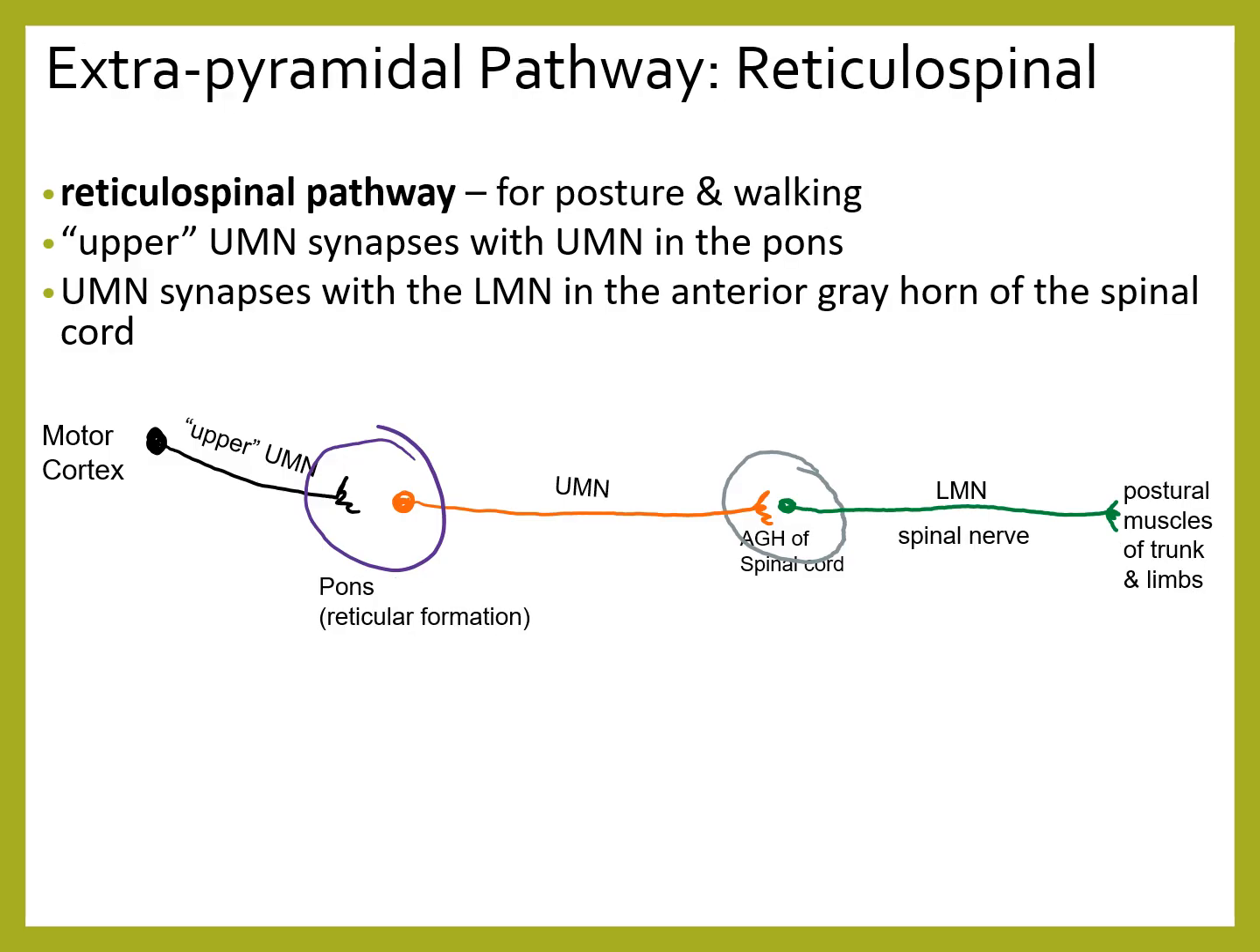Our reticulospinal pathway is going to be for posture and walking. It's going to be the same construction, except you'll notice that our upper motor neuron runs a little further into the brainstem. It runs into the pons. And it is going to synapse with upper motor neurons that are part of the reticular formation. Again, this is a network of neurons, both sensory and motor neurons, that kind of course through the brainstem. We learned the sensory portion in the brain when we talked about the reticular activating system. This is the motor portion of it, which is the reticulospinal pathway.